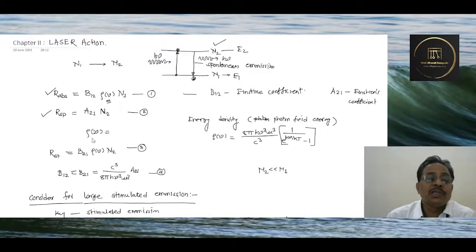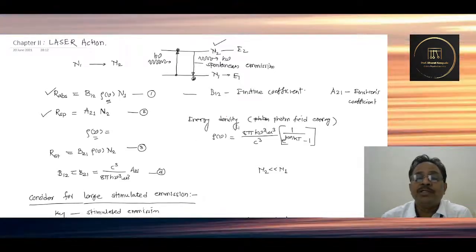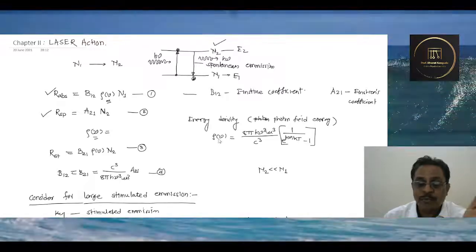Then there is one more relation we have already discussed in this case. That is the photon field density, or energy density of the photon field, which is given by black body radiation, or Planck's theory of black body radiation. Based upon that, we can calculate this photon density for such black body radiation or any other type of radiation.